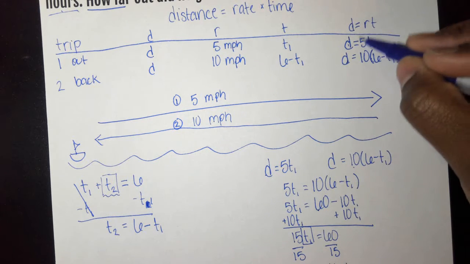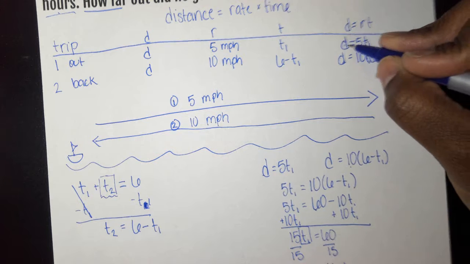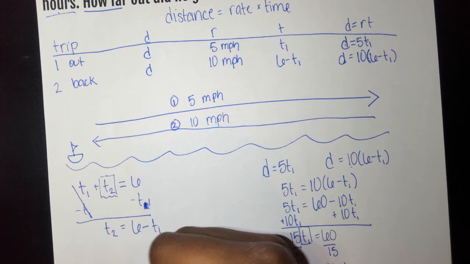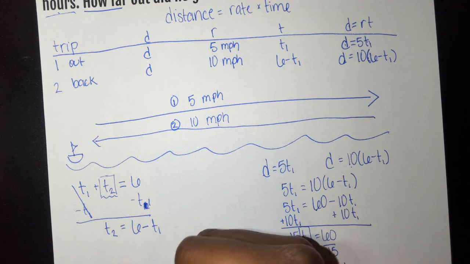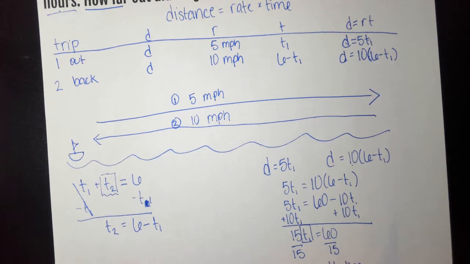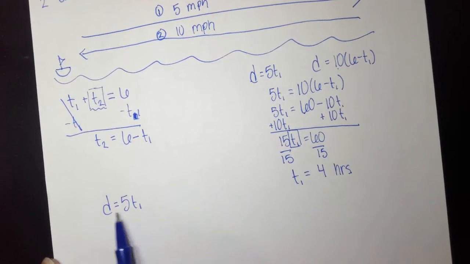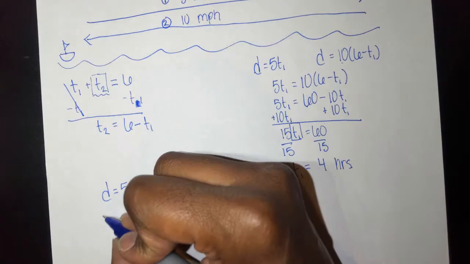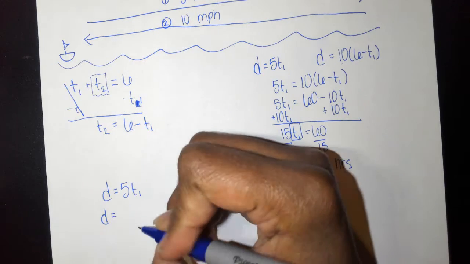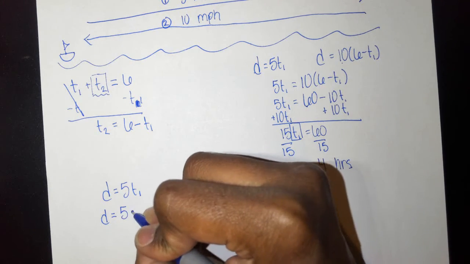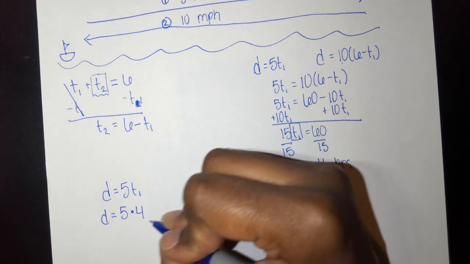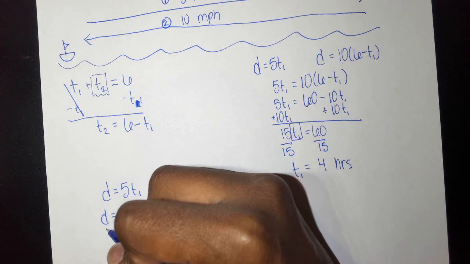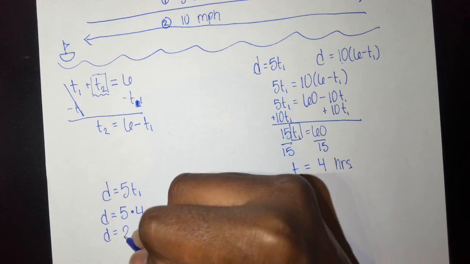I'm going to pick the more simple one. So I'm going to say that the distance is equal to 5t1, or 5 times the time. But I know that the time was 4 hours. So I can say that my distance was equal to 5 times 4. That means that my distance is equal to 20.